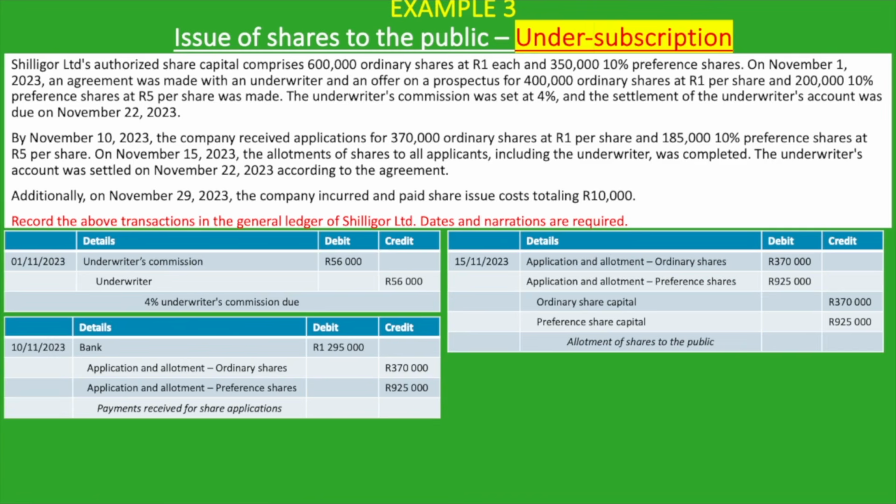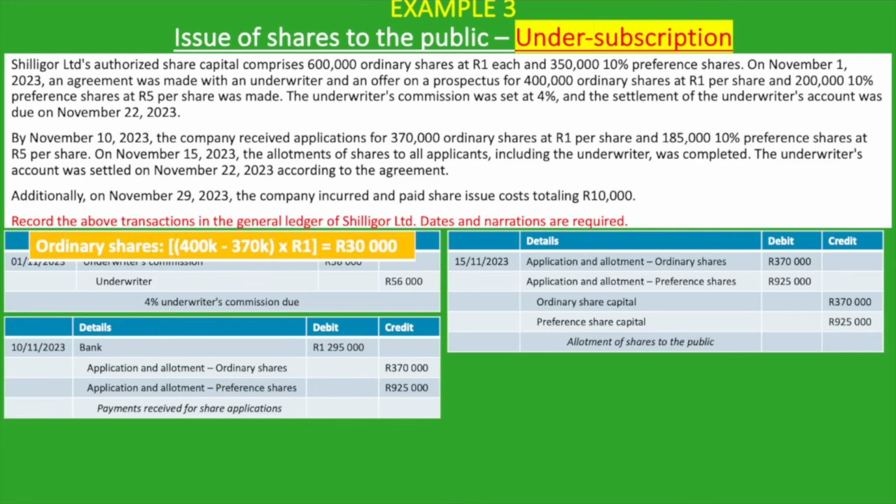But now the first question we need to ask ourselves is, how many shares were not taken up by the public? Because that is going to be the responsibility of the underwriter to ensure that we get the money for those shares and issue the shares to the underwriter. So we need to calculate that. Well, we had offered 400,000 ordinary shares, but we only received application for 370,000 ordinary shares. So if we take the 400,000 shares minus the 370,000 shares and we multiply that by 1 rand per share, we've got 30,000 rand. So we still need 30,000 rand, and the underwriter is the one to pay us that money, and then we'll allot the shares to them.